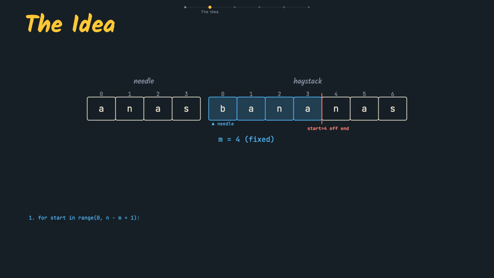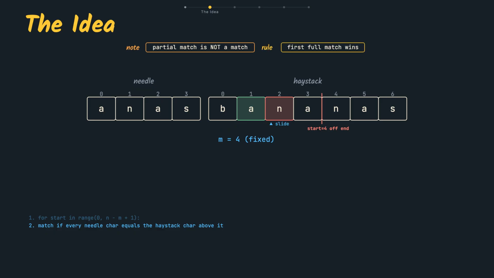Picture a strip with the needle printed on it. Lay it on the haystack, then slide it one step at a time. At each position, compare letter by letter. The window counts only if every letter matches. Watch out. A matching first letter is not a match. A later letter can still break it. On any mismatch, drop this start and slide by 1. The first full match is the earliest by definition.